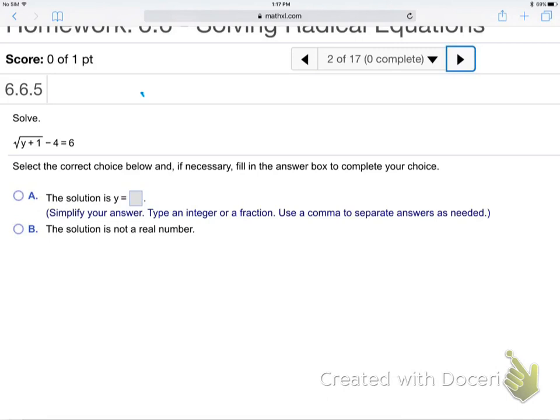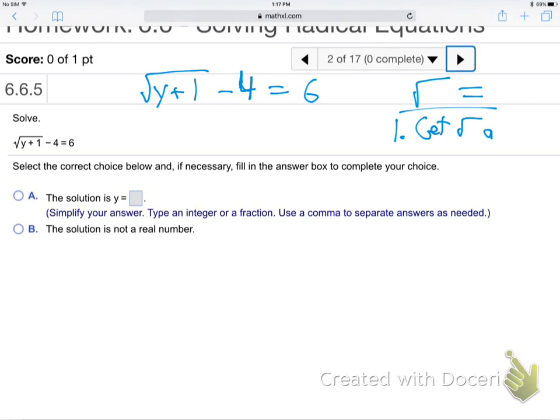So square root of y plus 1 minus 4 equals 6. Okay, so let me give you the plan. The square root with an equal sign, we've got a recipe every time. When you have a square root with an equal sign, you get that root alone first, and then you 2 power both sides. So go ahead, get the root alone first, then 2 power both sides.